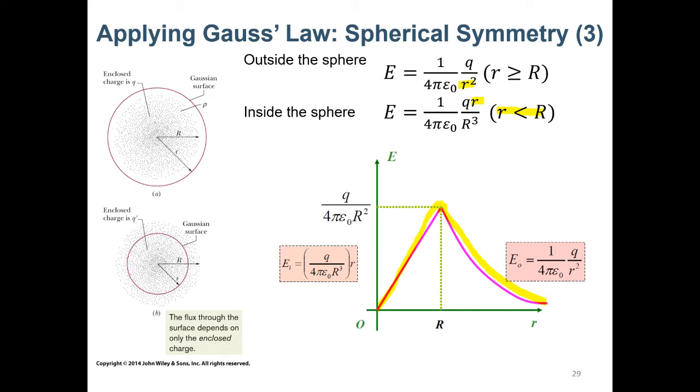If you don't really know how to use the Gauss law, you can only remember it. Maybe you remembered it in high school, but don't know why. Only 1 over r squared for the outside, r over capital R cubed for the inside. But now you can use the Gauss law to explain why it will be like this.